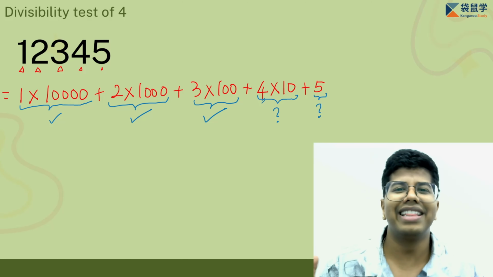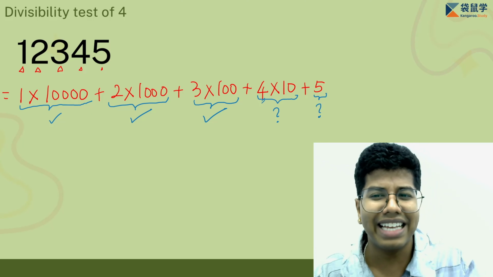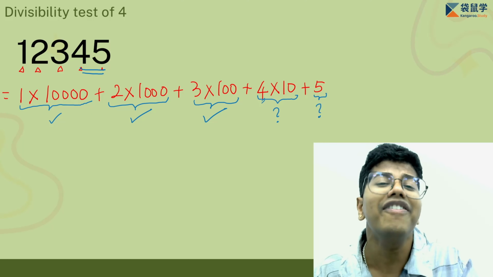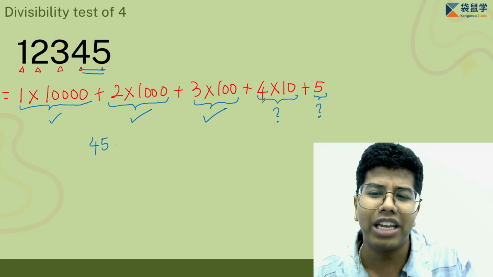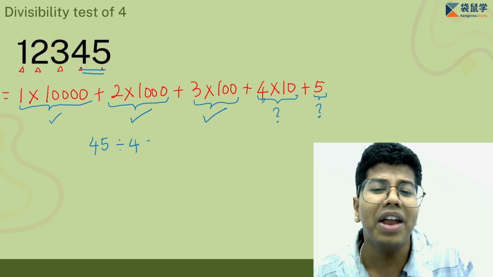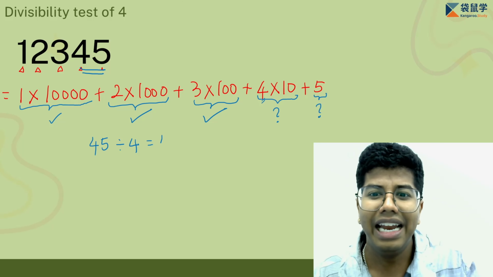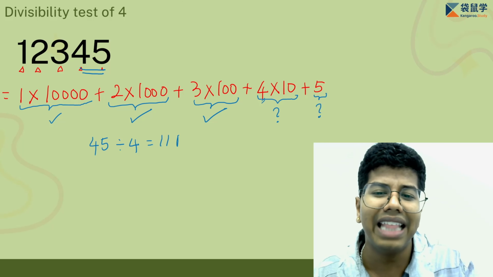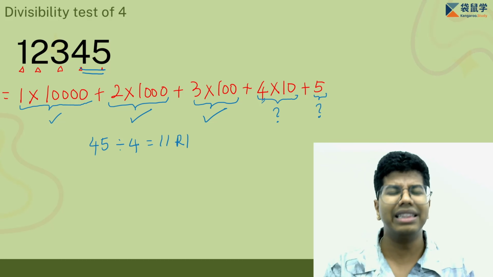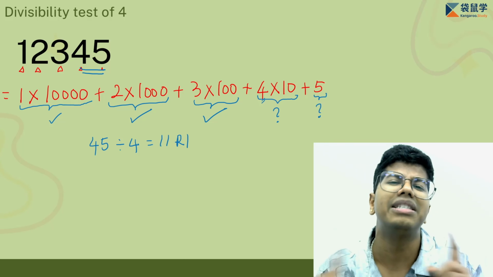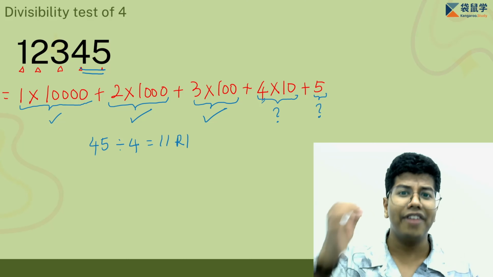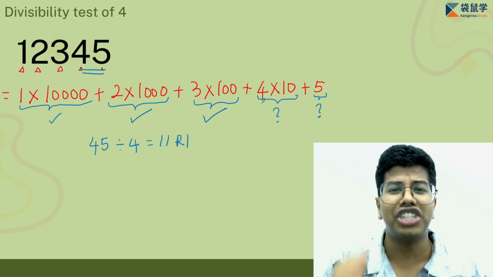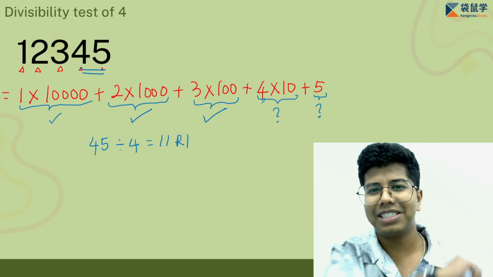If it's not, then not. So currently for this example, I just have to check if 45 is divisible by 4 or not. So here I'll write down 45 divided by 4. And when we divide this, what will I get? It will be 11 and there will be a remainder of 1. This means it is not divisible by 4. So here, in order to check any number if it's divisible by 4, just check the last 2 digits.